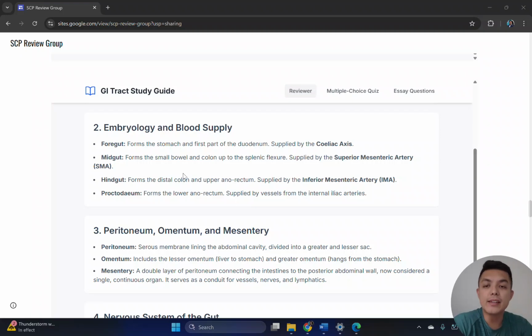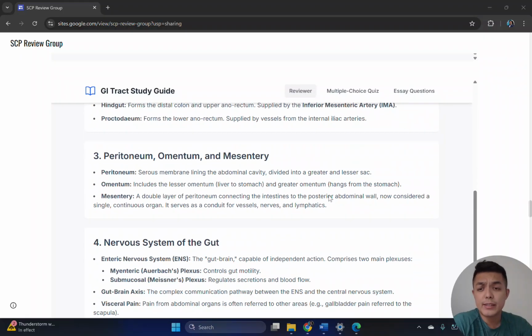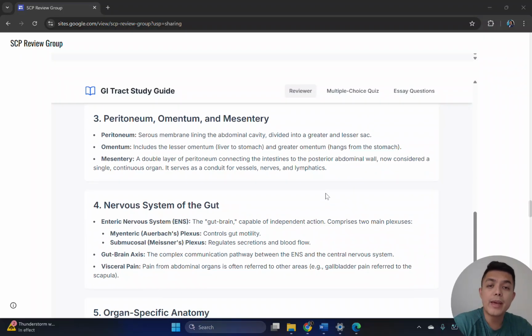And lastly, it's the hindgut. This forms the distal colon and upper anal rectum, and this is supplied by the inferior mesenteric artery or the IMA. And the proctodeum forms the lower anal rectum, and it's supplied by vessels from the internal iliac arteries. Next is the peritoneum, omentum, and mesentery.